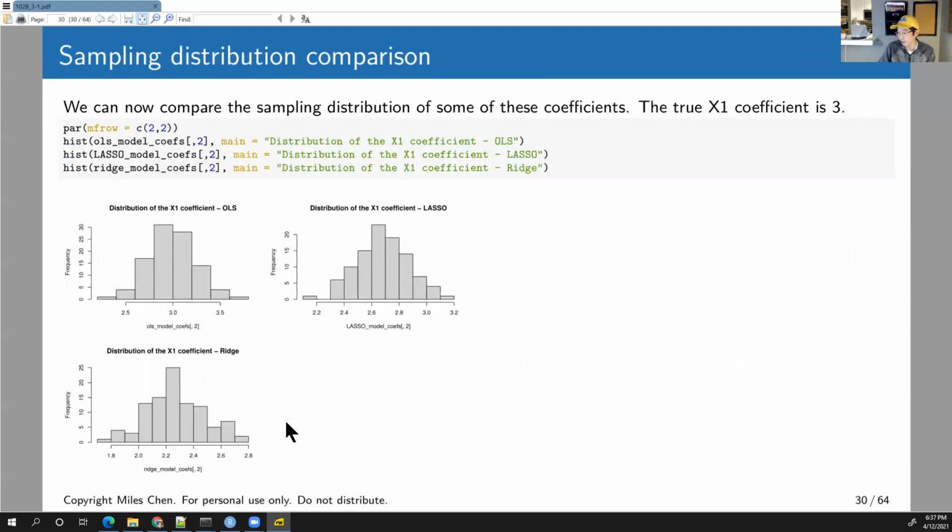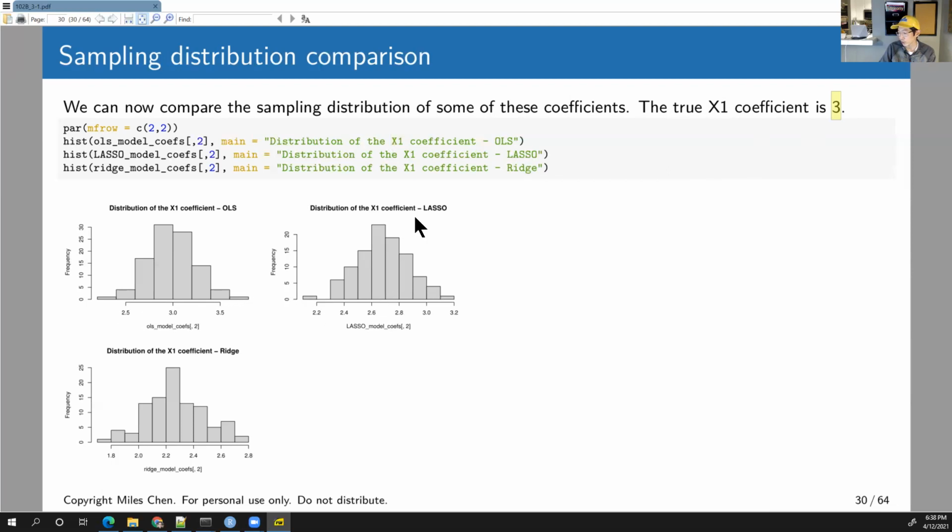All right, and so this is what we get, okay? Up here is the distribution of the coefficient for x1 if the true coefficient is 3. We look at OLS, and the OLS model is centered at 3, but it goes anywhere from, what is this, 2.2 to 3.7 or 3.8, something around there, okay?